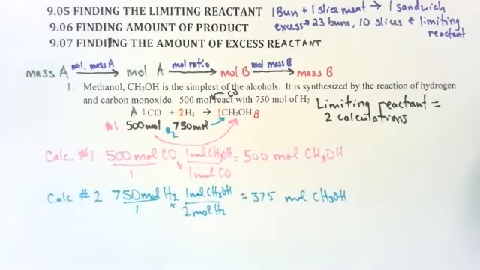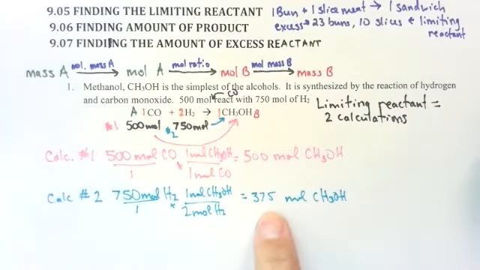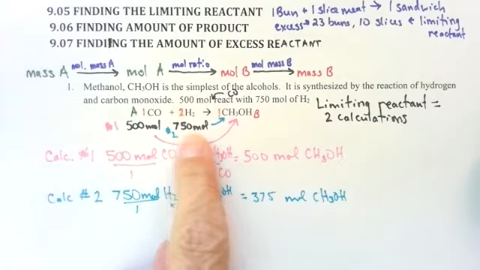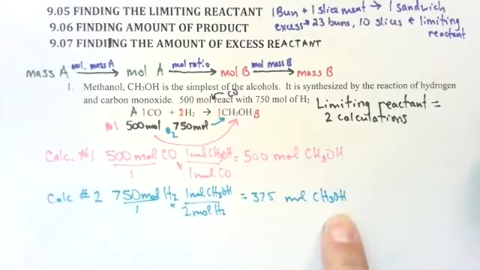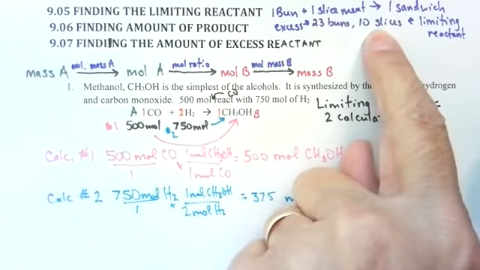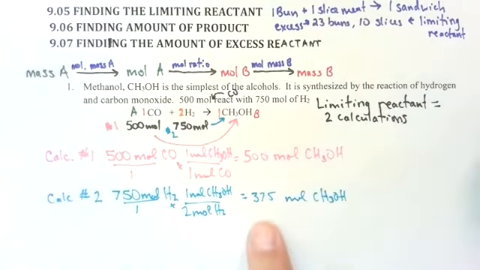Remember, I'm trying to find out which one is my limiting reactant. So the reactants are on this side. If I look at these two numbers, if I start with 750 moles of hydrogen, I can make 375 moles of methanol. If I start with 500, I can make 500. So which one's limiting? Well, think about it. If I come back up here, I have 23 buns, 10 slices. I can make 10 sandwiches. This is what limits me. So the smaller of these two numbers is the limiting reactant.